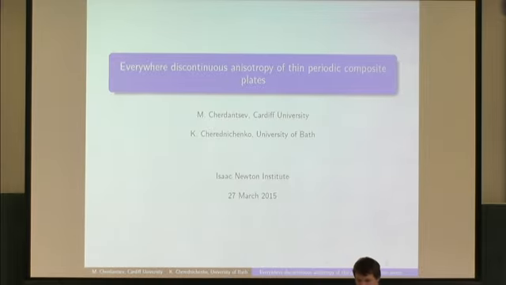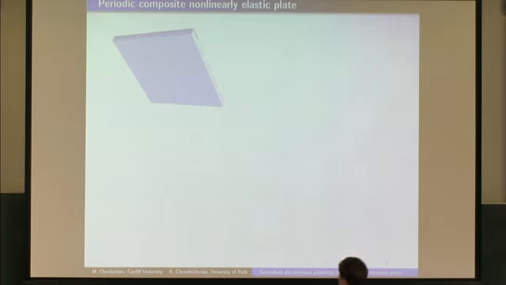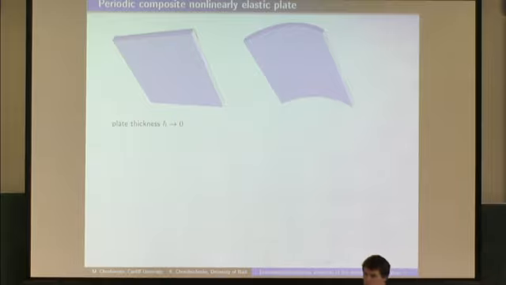And this is about elastic composite plates. The composite structure is periodic. So first, this is the picture of a plate. We assume it is an elastic plate. It can be a sheet of metal or probably some rubber or plastic. And we can bend the plate, and we assume that the plate is thin. So the thickness of the plate is the small parameter h.